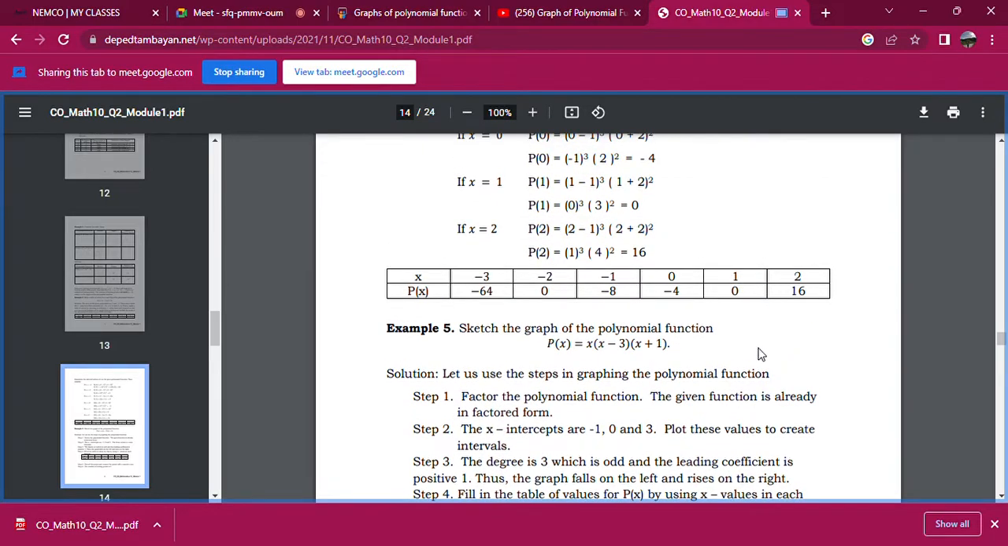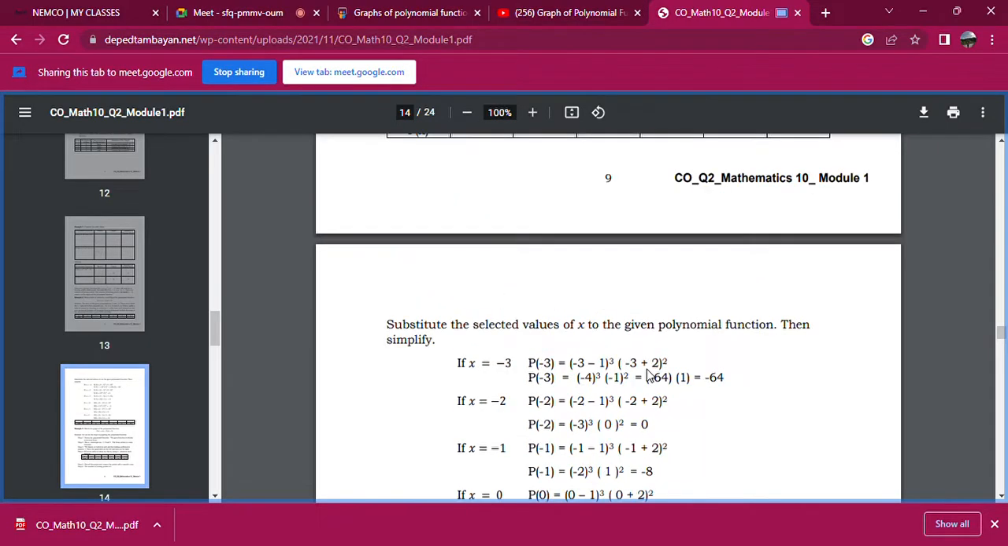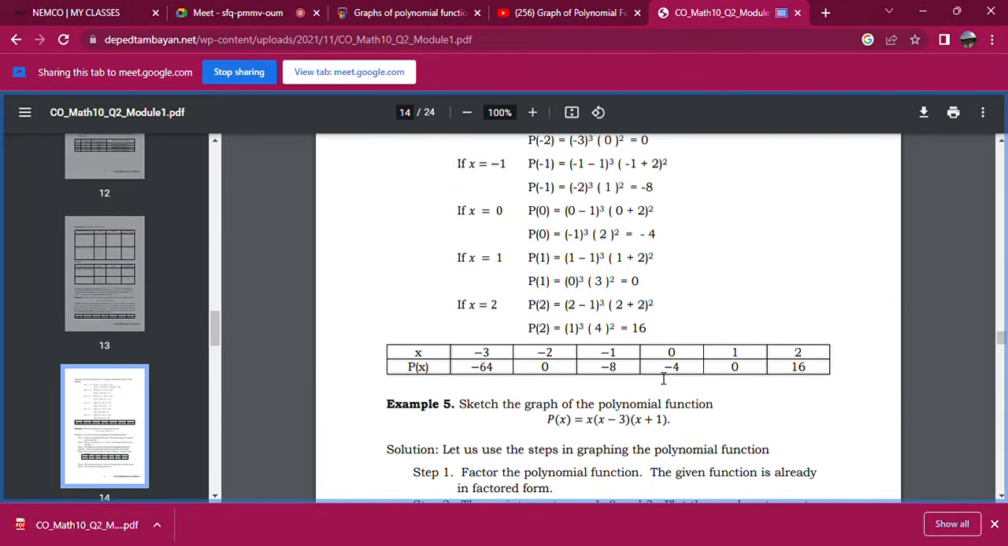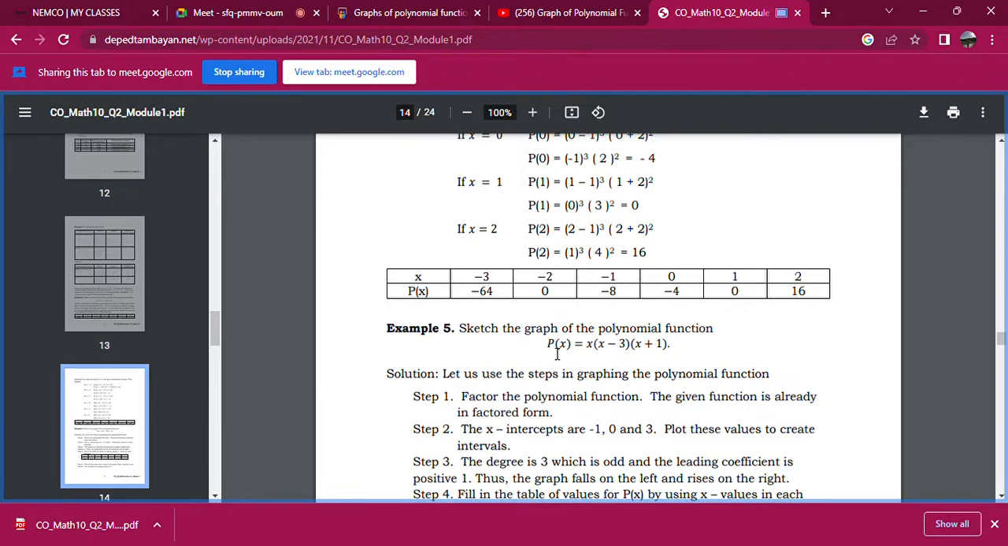Now, for number 5, this is where we will be sketching the graph of the polynomial function. I explained earlier how we graph a polynomial function. For example, we have the function p of x is equal to x times (x minus 3) times (x plus 1). There are 6 steps in graphing a polynomial function, so we follow the steps we discussed earlier. For step 1, we need to factor the polynomial function. The given function is already in factored form, so we no longer need to factor it.